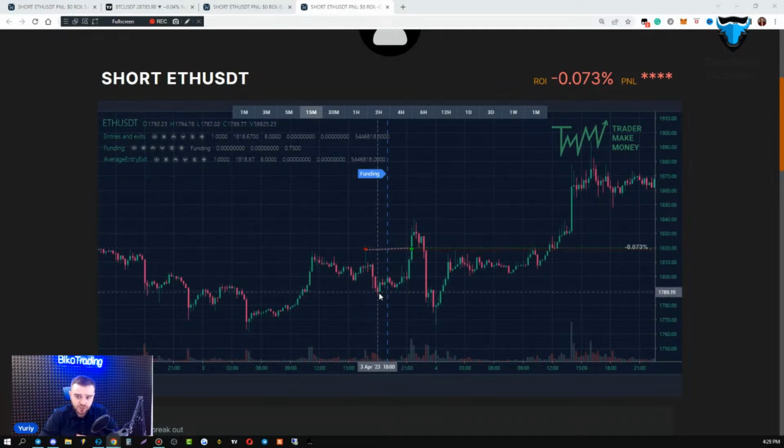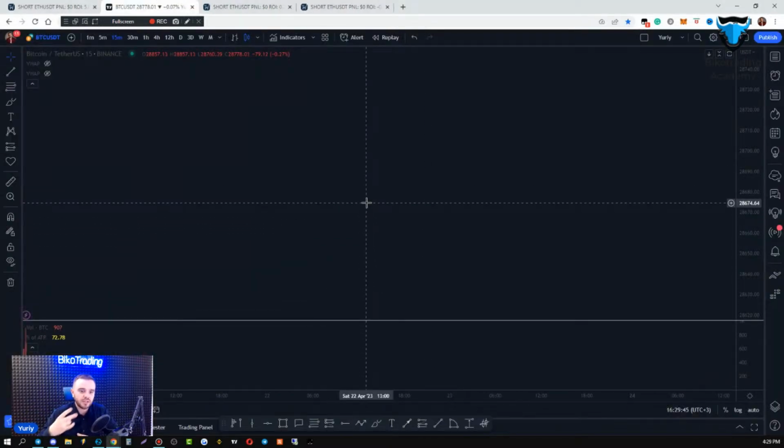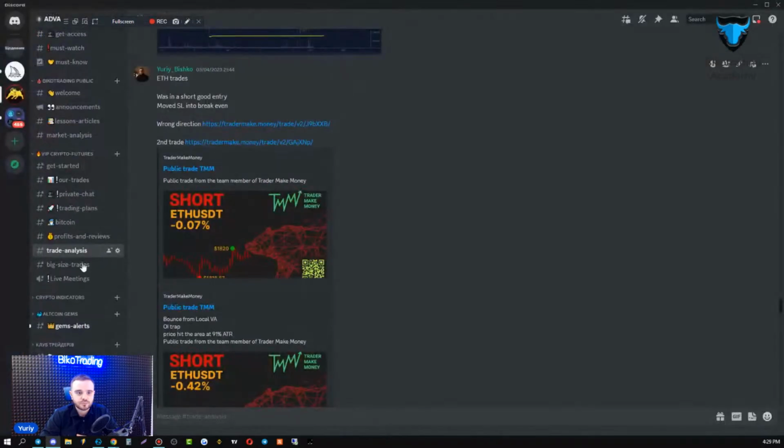But still, I could take a few hundred USD from this move. I just didn't take it because I thought they would take the low. That's it. That's the second example of a stop loss hunt. Quite often, let me show you one more example.